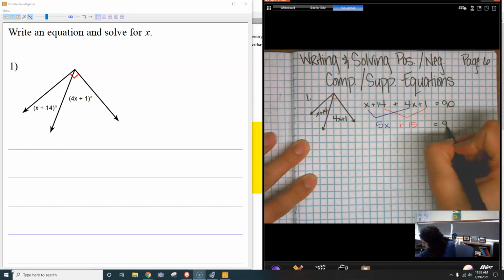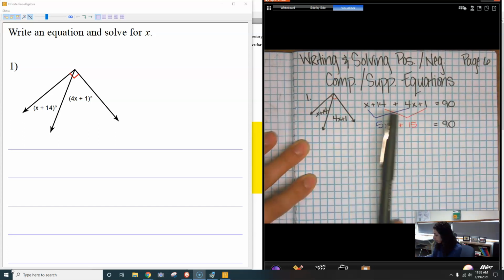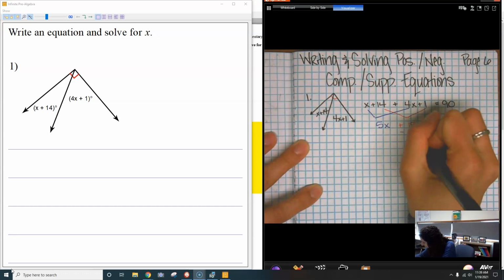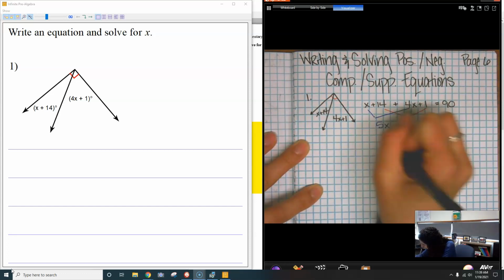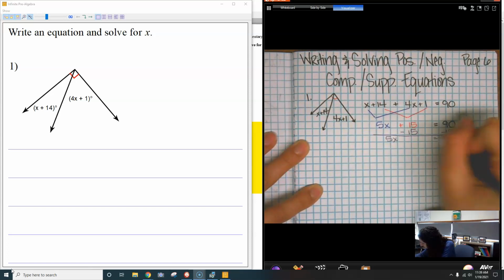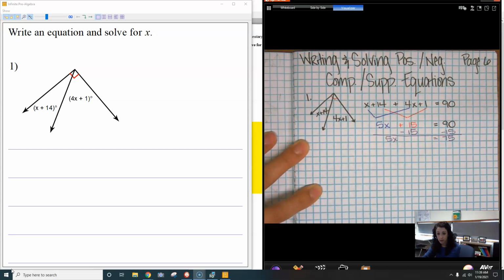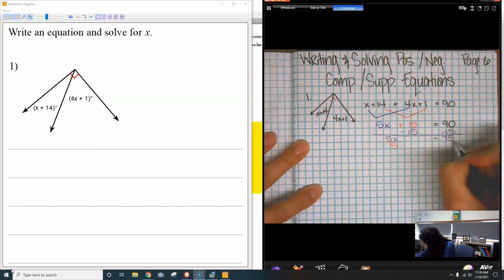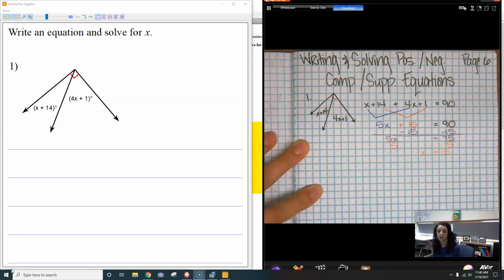Again, we want to keep our equal signs pretty lined up. I want to solve for my variable, so I want to get that 5x by itself. So I get rid of the 15, minus 15 from one side and minus 15 from the other. That leaves me with 5x equals 75. When I'm done with that, I'm going to separate the 5 and the x by dividing by 5, and I get x equals 15.